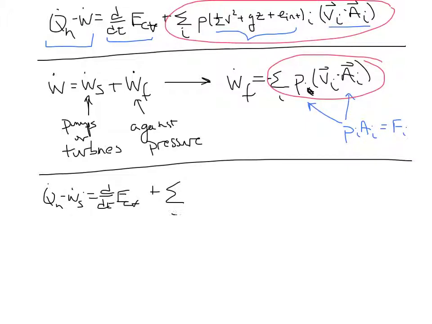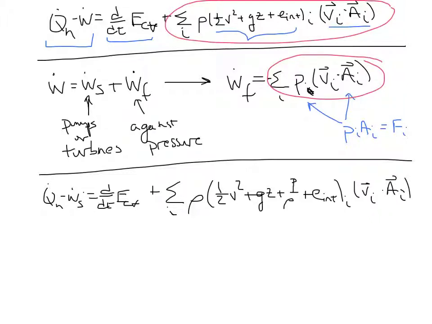plus the fluxes through the faces of our control volume of density times, now the group inside here is 1/2 V squared, plus the potential energy term, plus let's write P over rho now, plus the internal energy, all evaluated at face i, times V_i dot A_i. And so now we have this group that's changing between face 1 and face 2, or multiple faces if needed. That's still the general form.